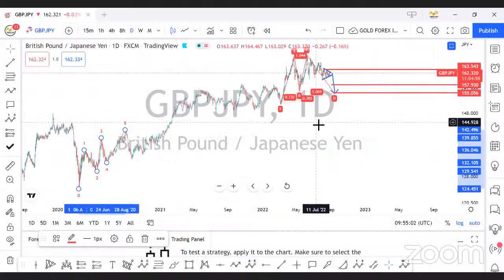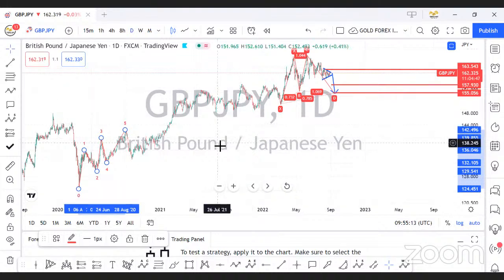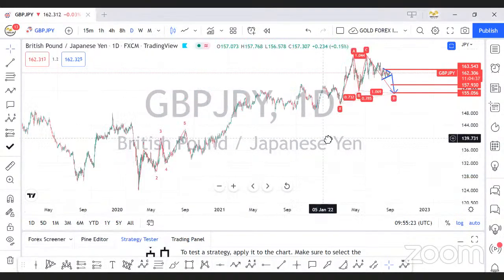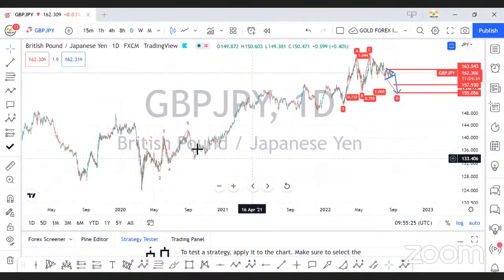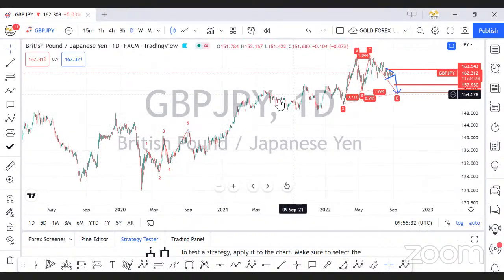Okay. So with pound JPY, we are expecting... it started with a leading diagonal over here. 1, 2, 3, 4, 5. Right. Then this will become wave one, wave two, wave three.